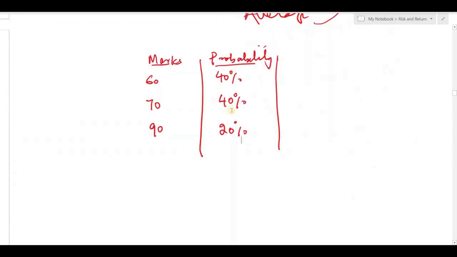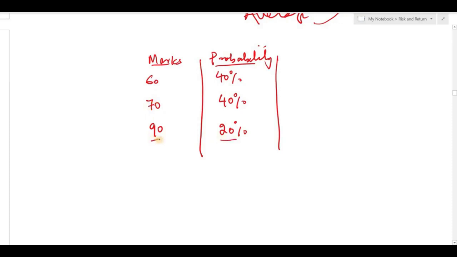Now I'm just giving you another example. If I ask what are the chances that you will get 60 marks, you will say that maybe it is 40% chance that you are going to get an average mark of 60. But should I take this average? Should it be your 100% expectation? No, that is just 40%, right? So with 40% you can say that I may score 70, and 20% you may say that you can score 90.